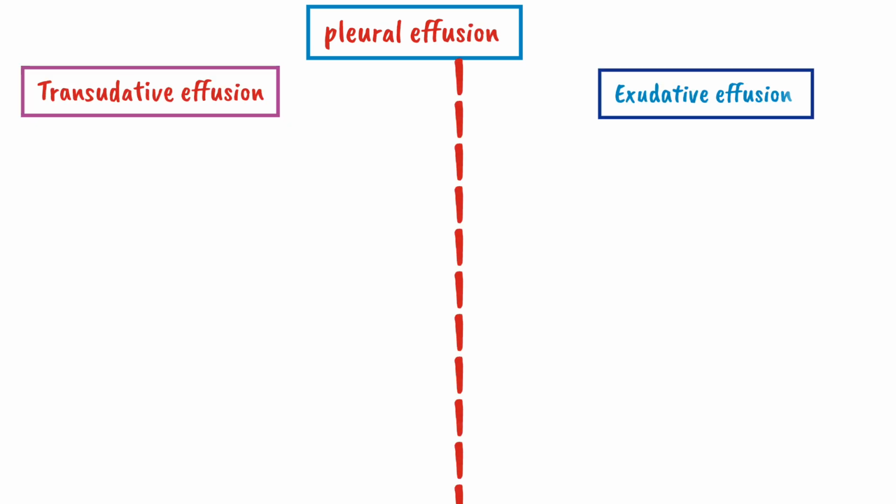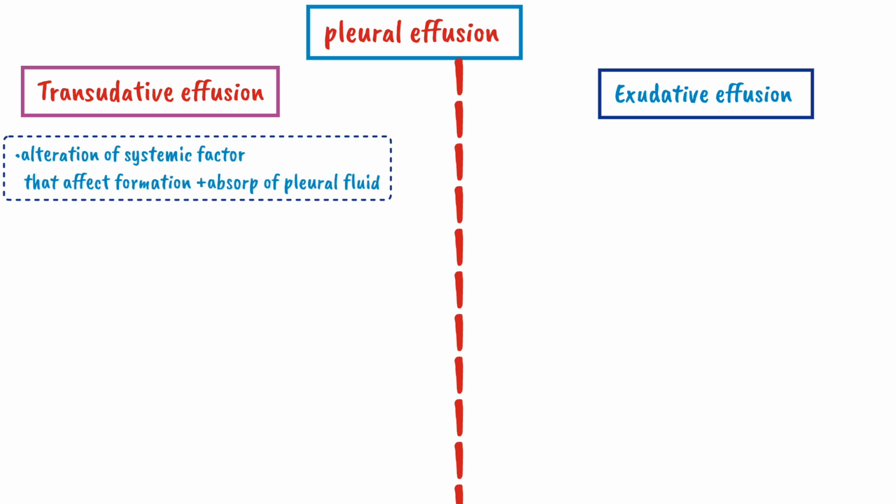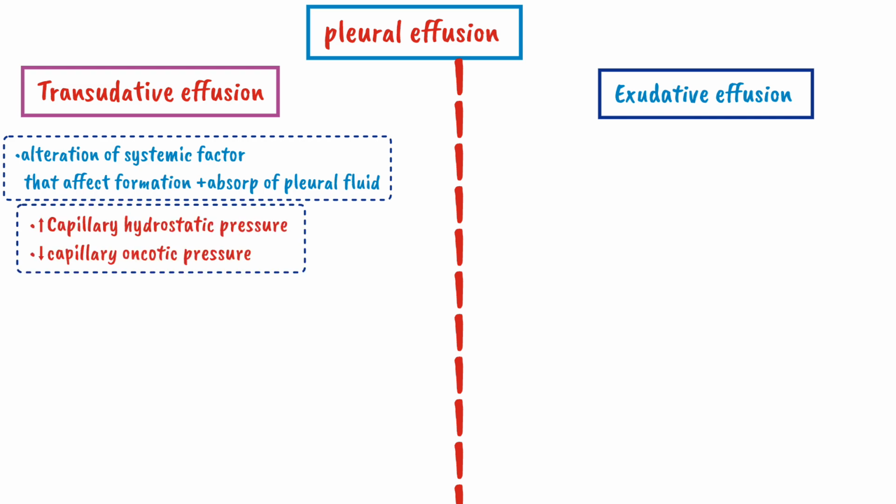The pleural effusion is classified into two types, transudative effusion and exudative effusion. The transudative effusion is produced due to alteration of systemic factors that affect the formation and absorption of pleural fluid, such as increased capillary hydrostatic pressure or decreased plasma oncotic pressure. As a result of these two factors, there will be increased pleural fluid, and this is called a transudative effusion. The transudative effusion is usually bilateral and there is a decreased protein content.